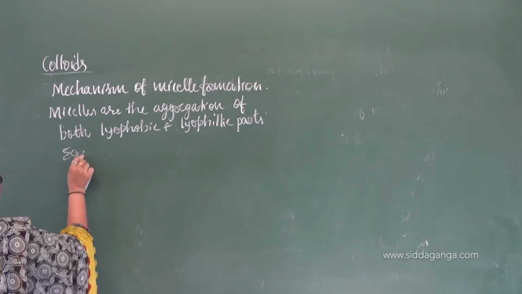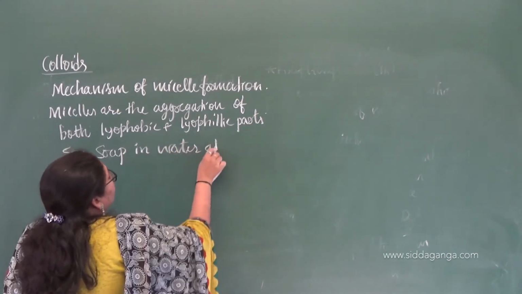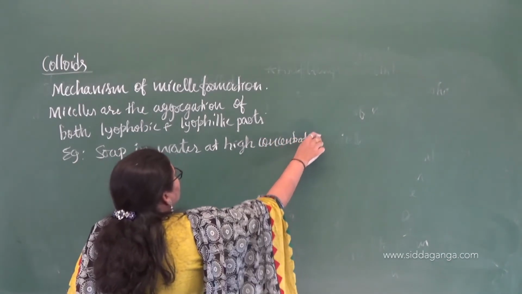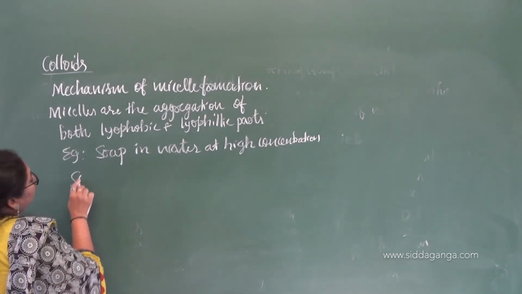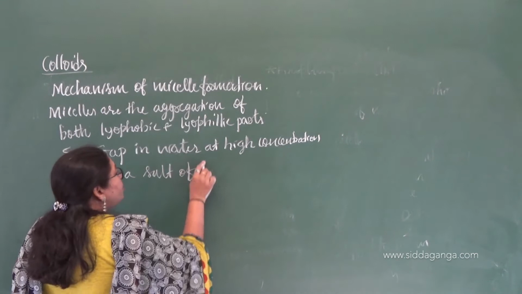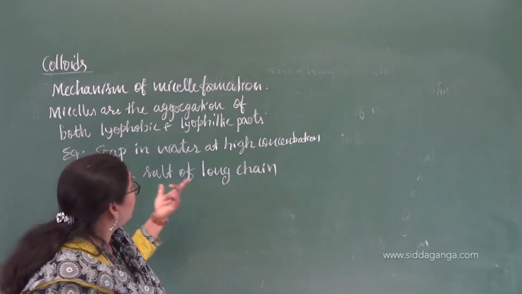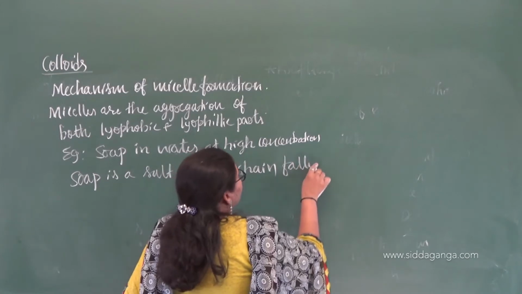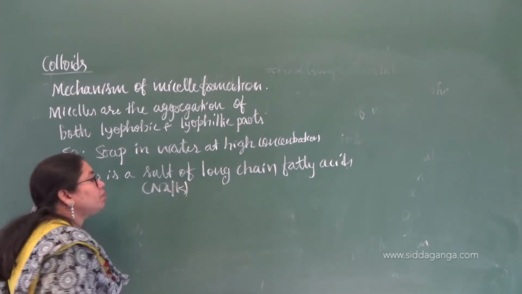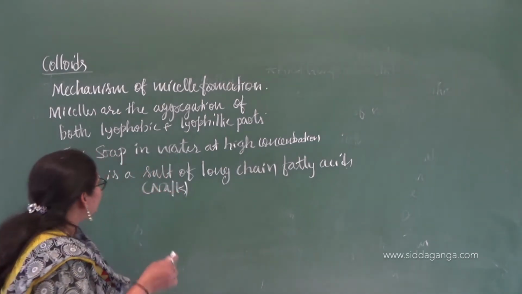So what example can we give? Soap in water at higher concentration, that is nothing but your CMC. You know what a soap is? Soap is a salt of long chain fatty acids. It is not required, but I am giving the definition. That salt may be of sodium or potassium, that also you should know. Sodium or potassium salts of long chain fatty acids are called as what? Soap.